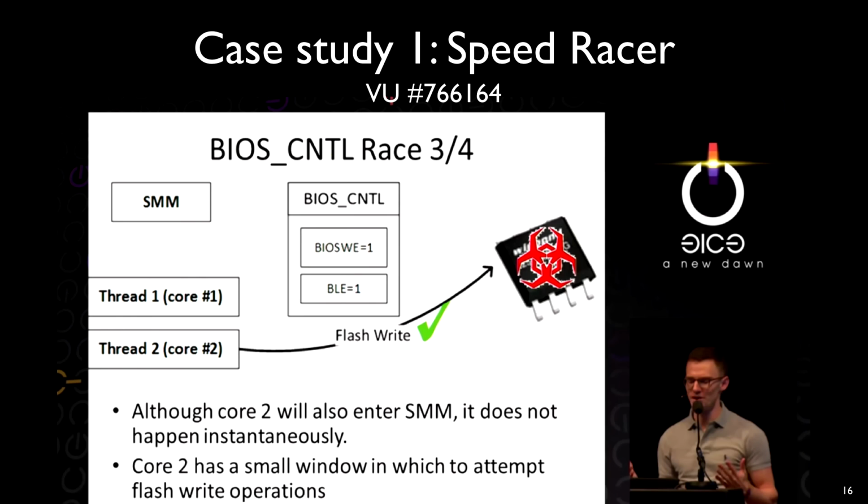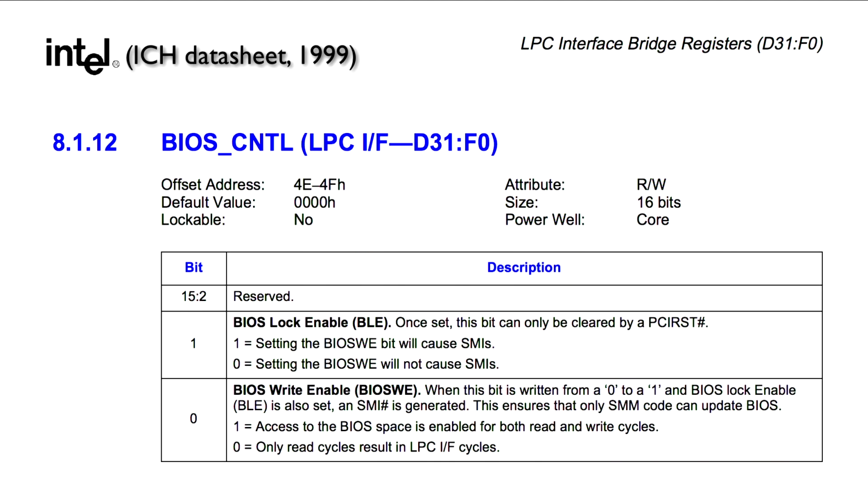And the reason for this goes back to, again, legacy hardware. The Intel Interface Control Hub was designed for a single-threaded system. There's the BIOS write enable bit that prevents accidental writes to the firmware unless you're in ring 0. There's the BIOS lock enable bit that allows SMM to arbitrate writes, the BIOS write enable bit.